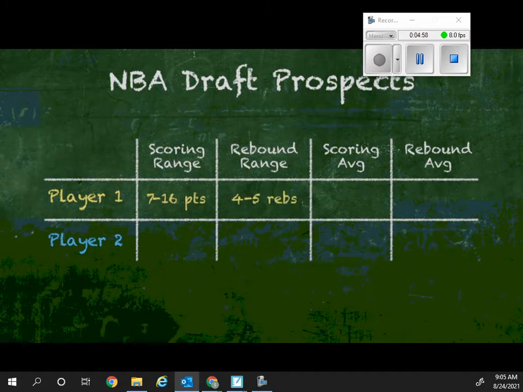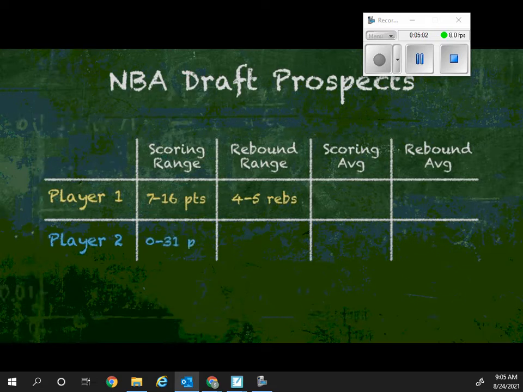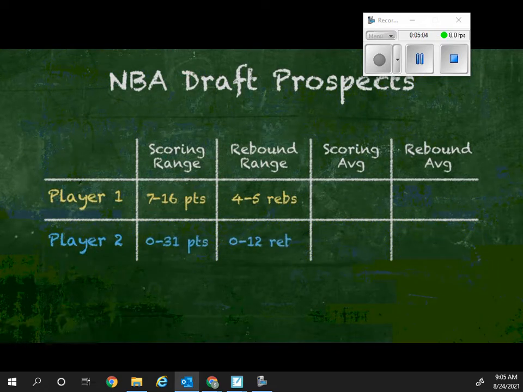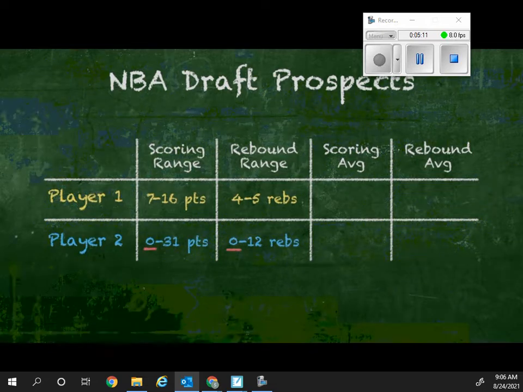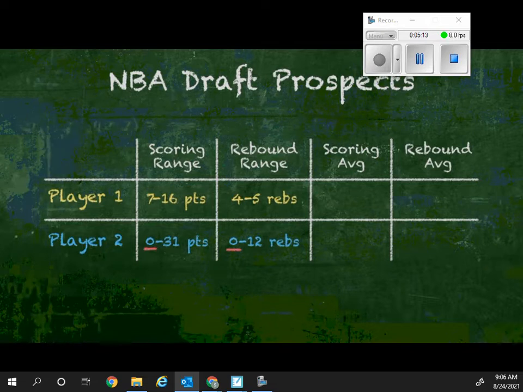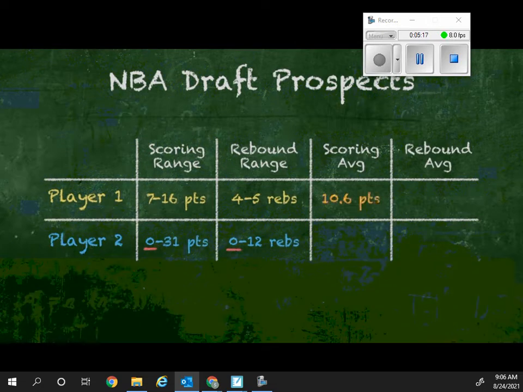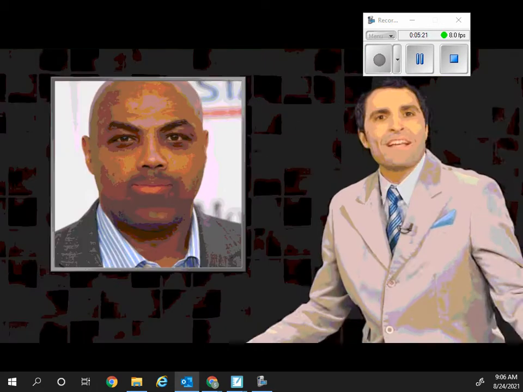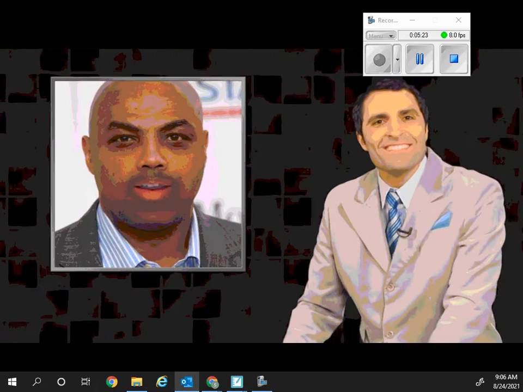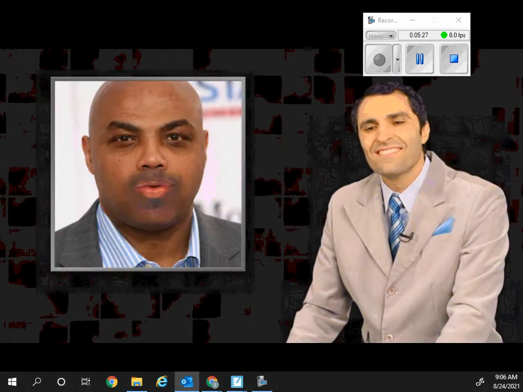The other player occasionally has a serious game, scoring 31 points and grabbing 12 boards, but he also bombs at times, missing all his shots and sometimes going completely quiet. Problem is, they both have the same averages, 10.6 points per game and 4.5 rebounds per game. Seems like they're one and the same, my brother. They're not, but their averages don't catch the critical differences between them.